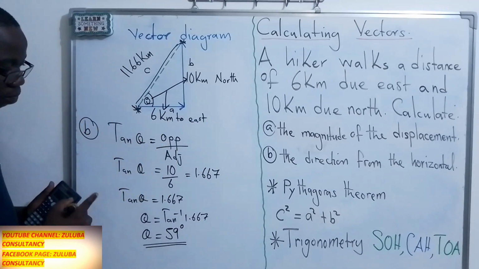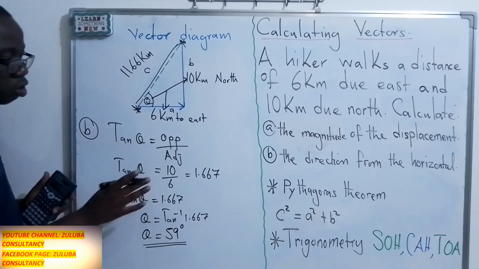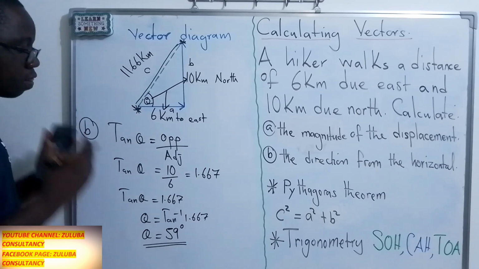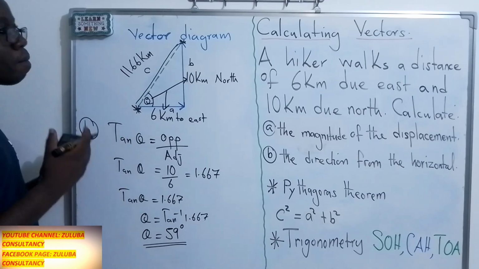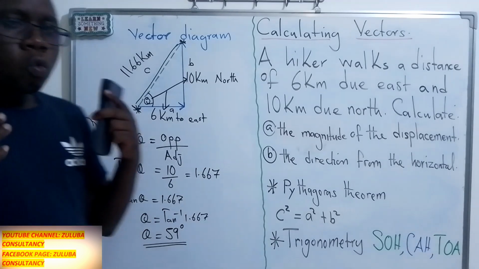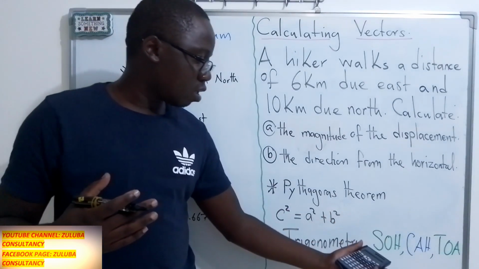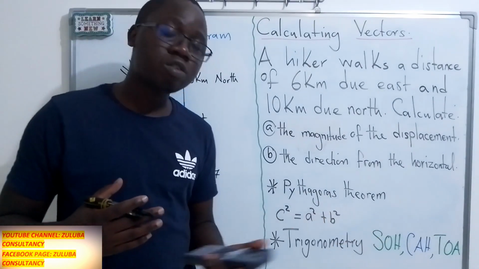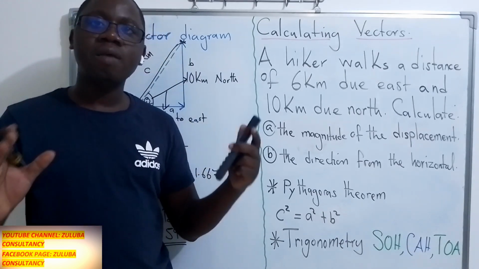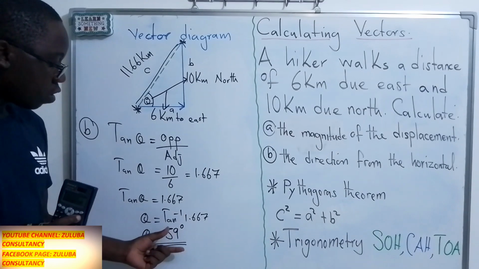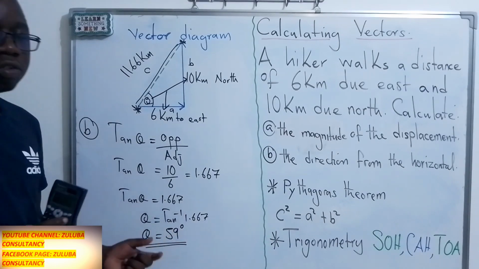So we have seen that you can use trigonometry to look at the angle or the direction that the hiker made. We have also asked you to try to use the sine rule and the cosine rule to see if you will get the same angle, which is 59 degrees.